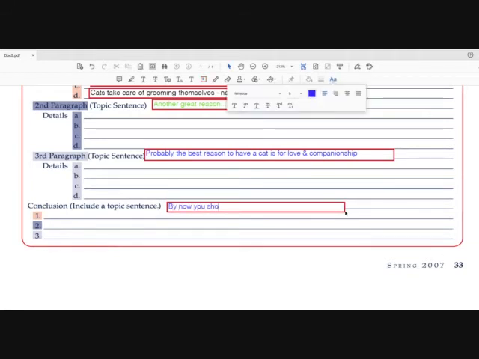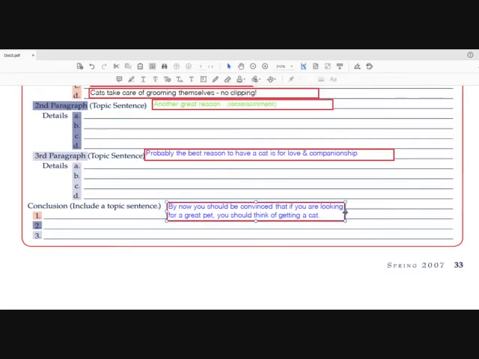By now, you should be convinced that if you are looking for a great pet, you should think of getting a cat. A cat is a great... Okay. And then you'd say why again. So why is a cat a great pet? Restate for the reader.